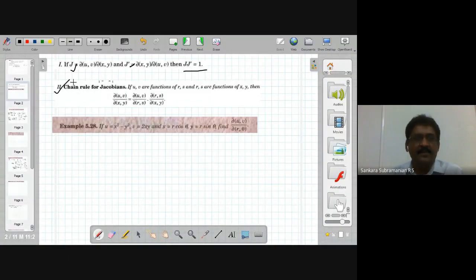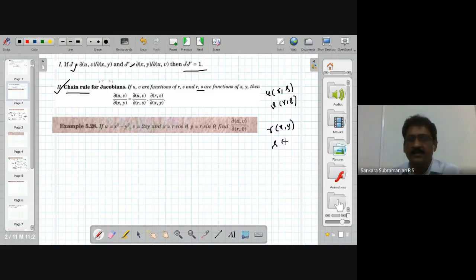The second property is what we call the chain rule. While talking about the chain rule, we have done a lot of problems in this area. If u, v are functions of r and s, U is a function of r and s, v is a function of r and s, and if r and s are functions of x and y, so r is a function of x and y, s is a function of x and y. So this is the given statement.